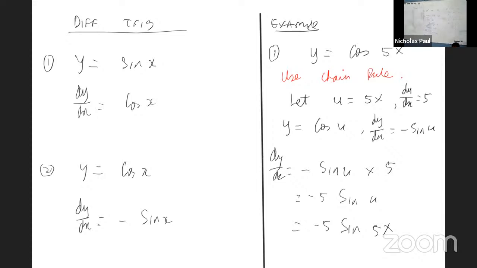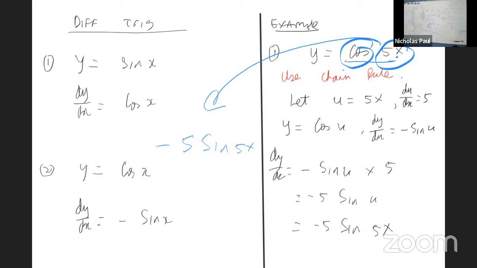Use chain rule. Oh, sorry, I forgot to show you the shortcut. So there's a shortcut to differentiate this. Here's how easy. Differential of 5x is 5. Differential of cos is minus sine. Then you will write back the 5x. That's it. That's the shortcut method.